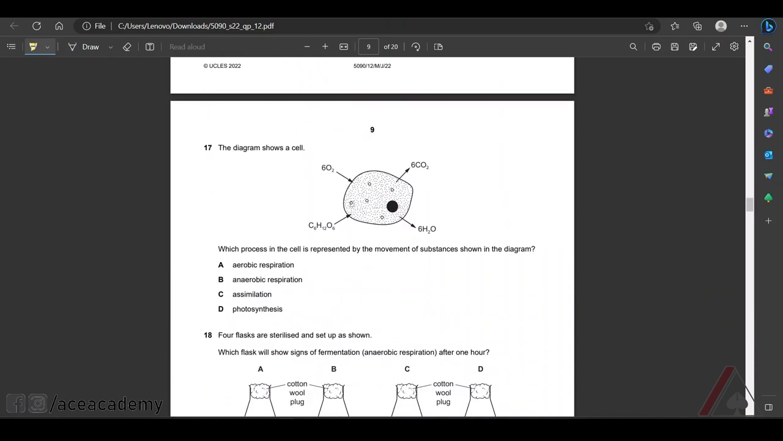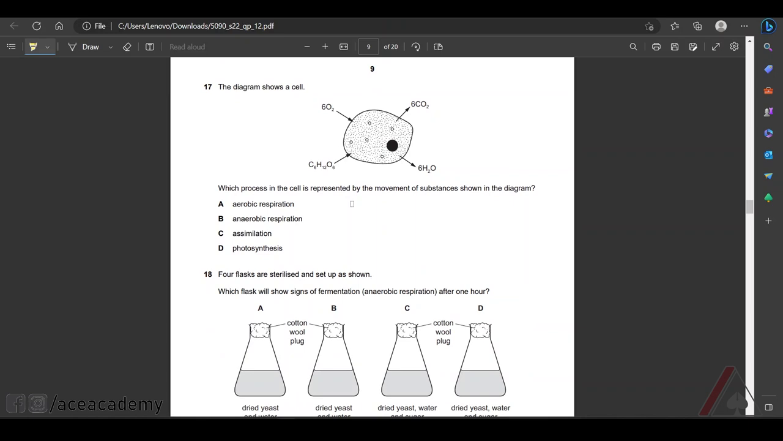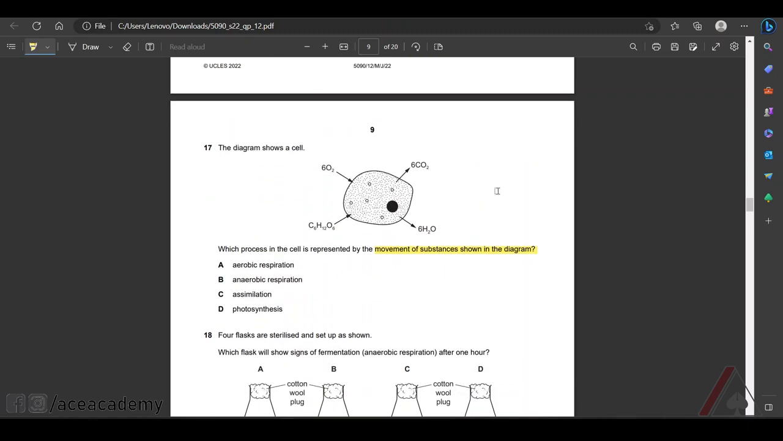Now let's look at number 17. The diagram shows a cell. We can see chemicals leaving and entering the cell. Which process in the cell is represented by the movement of substances as shown in the diagram? So let's see the ways these chemicals move.